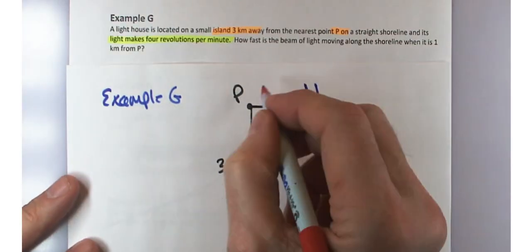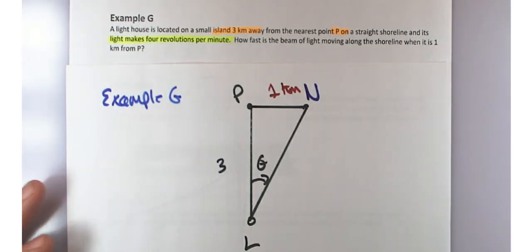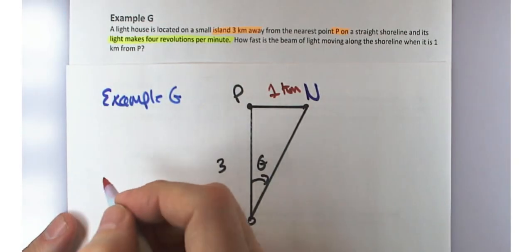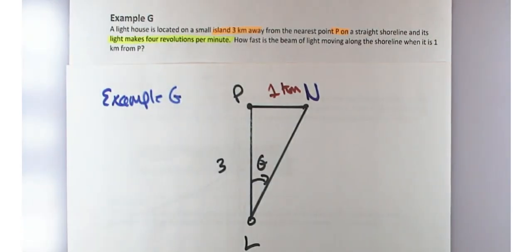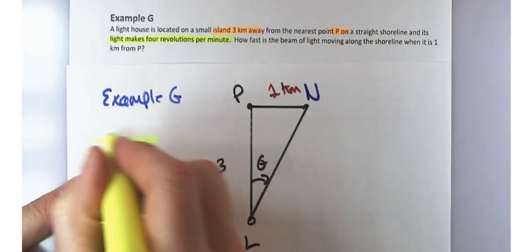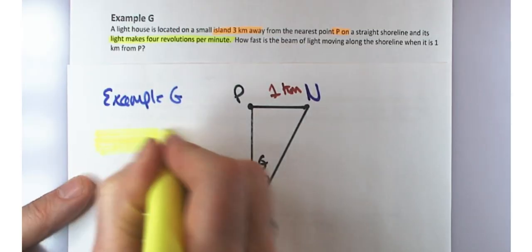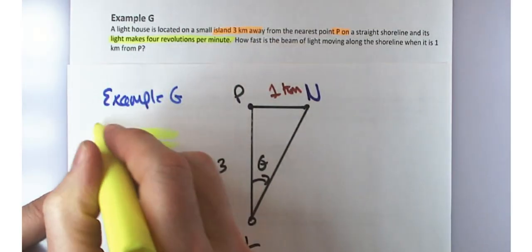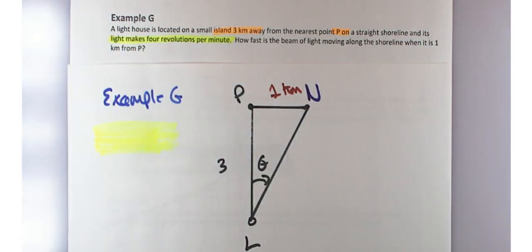So that's 1 km. So, all right. Let's think. What can I write down for this information right here? That one's going to be kind of tough. That's where we got to work hard. How would I summarize this information? The light makes 4 revolutions per minute.